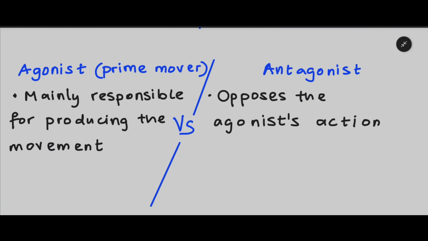Now we've talked about planes and axes and joints and bones. Let's talk about muscles. Let's talk about the different roles of muscles when you are lifting something or moving or taking part in any action. So we have the agonist and the antagonist. These are two different roles that muscles take. The agonist is the muscle which is the prime mover. So the agonist is the muscle that is mainly responsible for producing the movement, and the antagonist is the muscle that opposes the agonist's action.